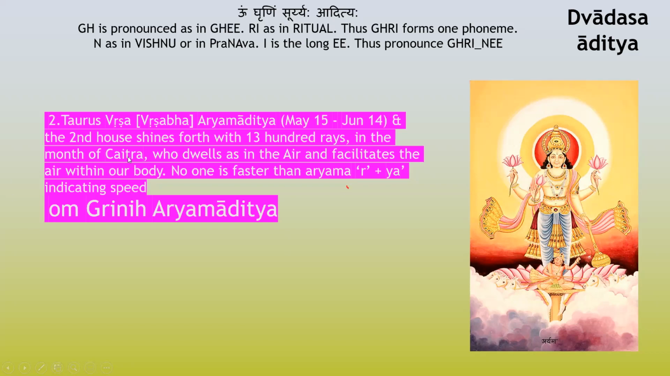And it's in the month of Chaitra. That means there is a full moon in Chaitra between May 15th and June 14th, and he dwells as air and facilitates the air within our body. So there is a lot to be said about everything to do with breathing. And obviously it's like Taurus, like the second house, so everything to do with the mouth and face area is mapped into Taurus as well. You need to be aware of that. We will cover the various body parts, but I'm just mentioning it because it says air and it facilitates the air within our body.